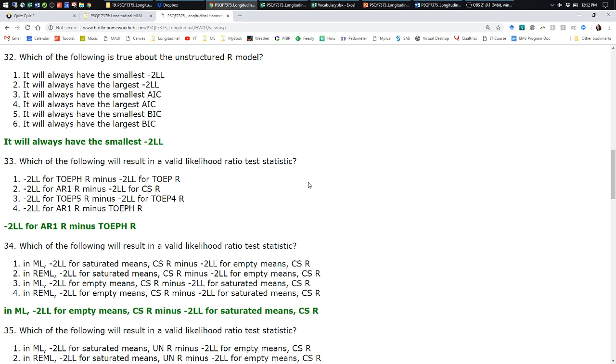Toeplitz 5 versus Toeplitz 4. That one is the same problem as the first one, so that means AR1 versus Toeplitz H is the one that is correct. Now, just because that's correct, do you think that's a good idea? I mean, yeah, I can give you a valid test statistic, but in terms of, okay, then what? What does that tell me? These models differ in 2 distinct ways. The H part, which allows different variances over time, and the correlation pattern.